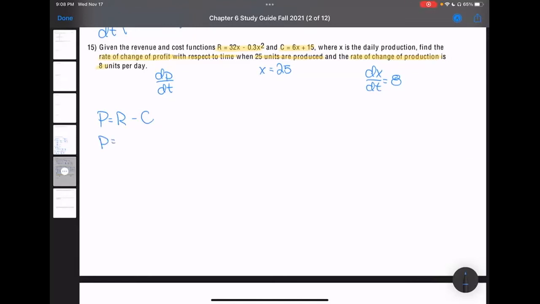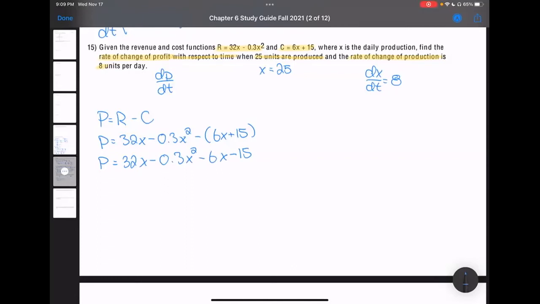So profit equals 32x minus 0.3x squared minus 6x plus 15. Good. We will distribute the negative sign through. 32x minus 0.3, typo there, 0.3x squared minus 6x minus 15. Haven't actually done anything yet. I just distributed the negative sign.